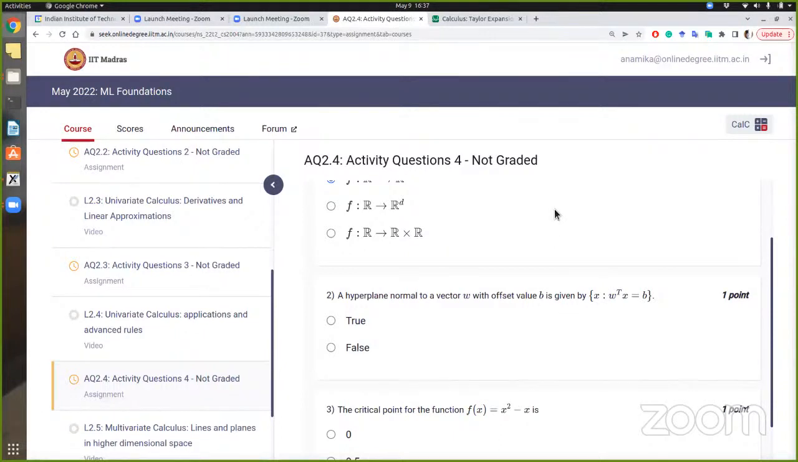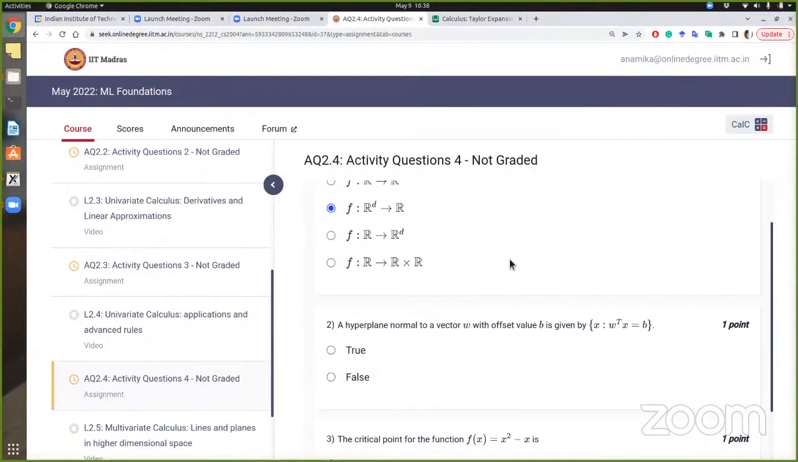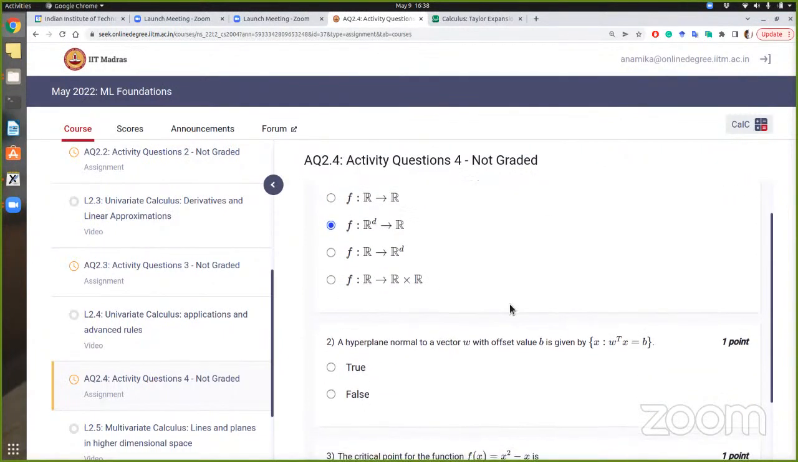One question: if R^2 to R^2, will it be a multivariate function? R^2 to R^2, yes, the number of variables in the input is more than one. Yes, correct. We are concerned that the input should be more than one variable.